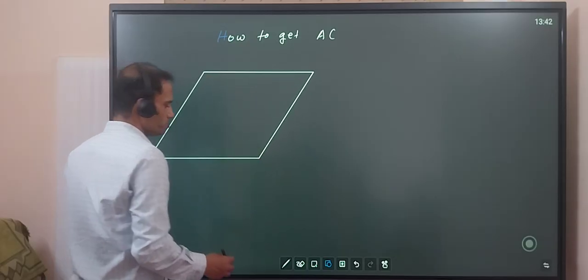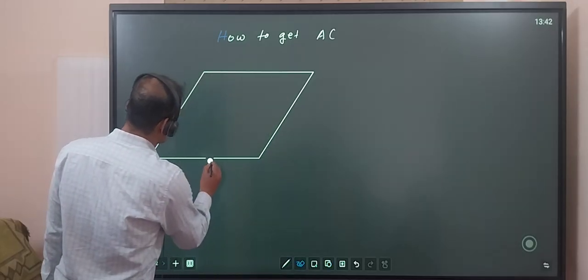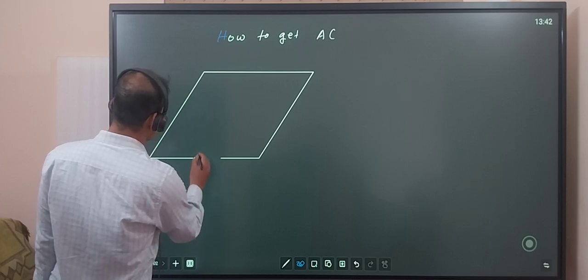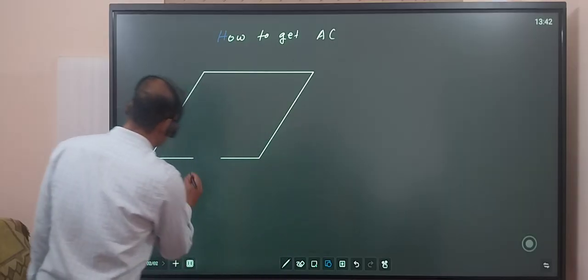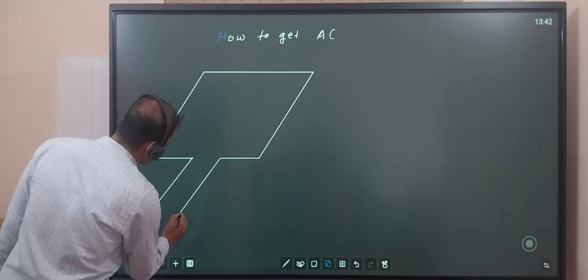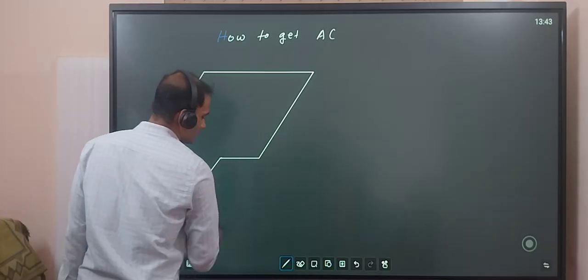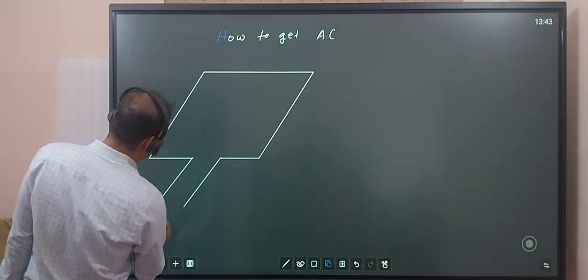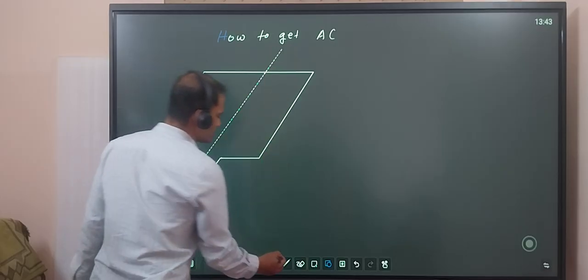We had a loop, and this loop was rotating about the axis. I am going to show that axis. Okay, no problem. And this loop was rotating about this axis with an angular speed omega.